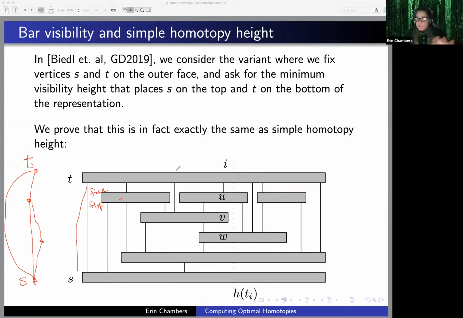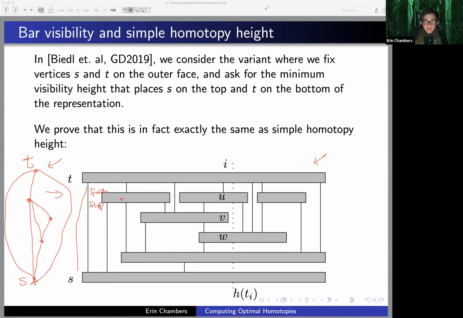Anyway, here's where my picture breaks down and I should pre-draw it ahead of time. I like to do this one as I go. Yeah, we get another one in here, I think, and connect it like that. So you're sliding from one side of the plane to the other. And if you want the shortest height in the bar visibility graph, that corresponds to short intermediate curves in a combinatorial homotopy. Which was kind of surprising to me.